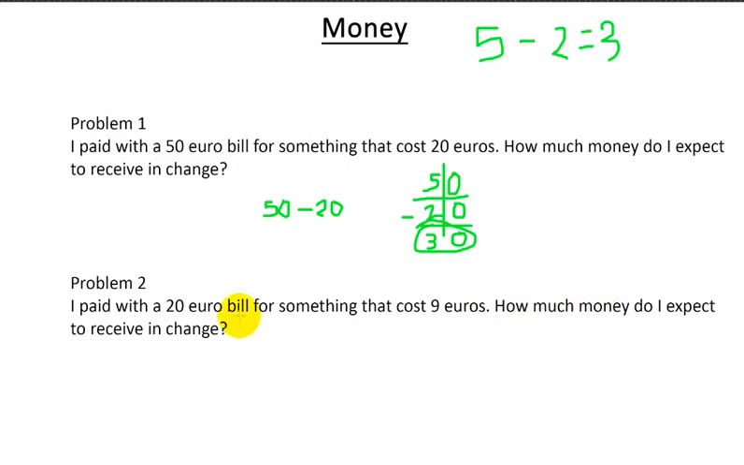Great. Next, we see a problem that says I paid with a €20 bill for something that cost €9. How much money do I expect to receive in change? So we want the difference between 20 and 9. So we want to do 20 take away 9. 20 take away 9.